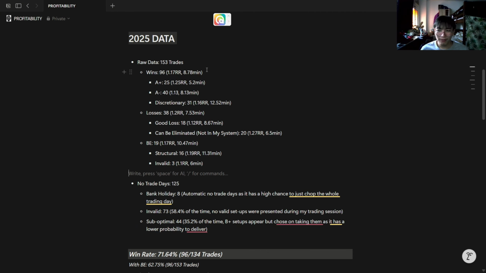As for can be eliminated, these are types of trades that were really high conviction, but the model wasn't really there, or let's say the timing wasn't really there. There are certain parts that I chose to disregard just because of the conviction.